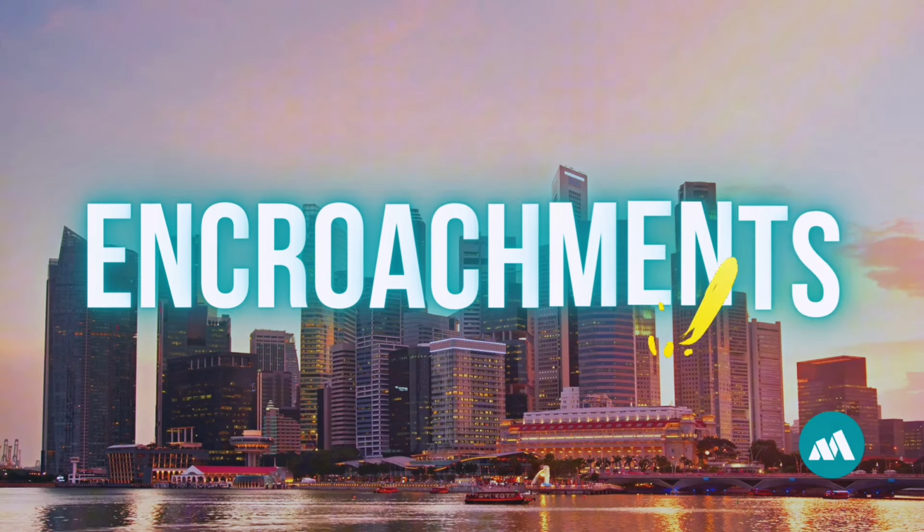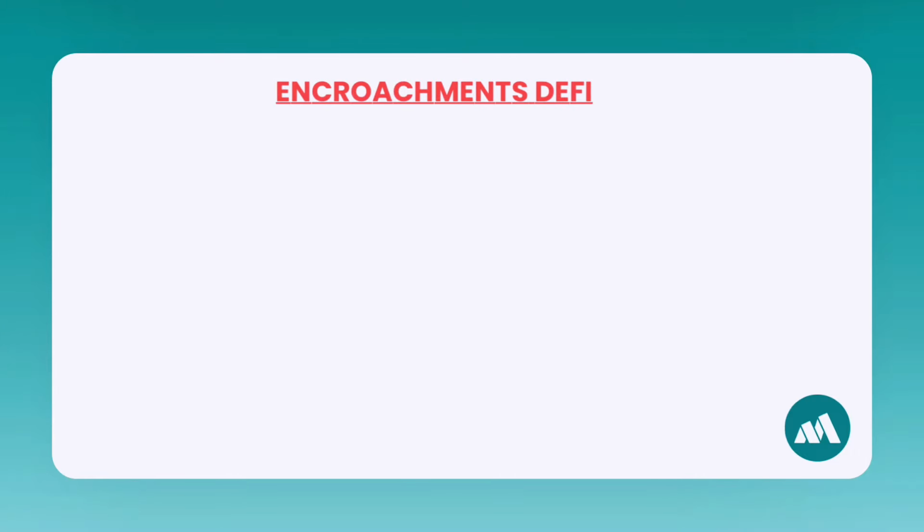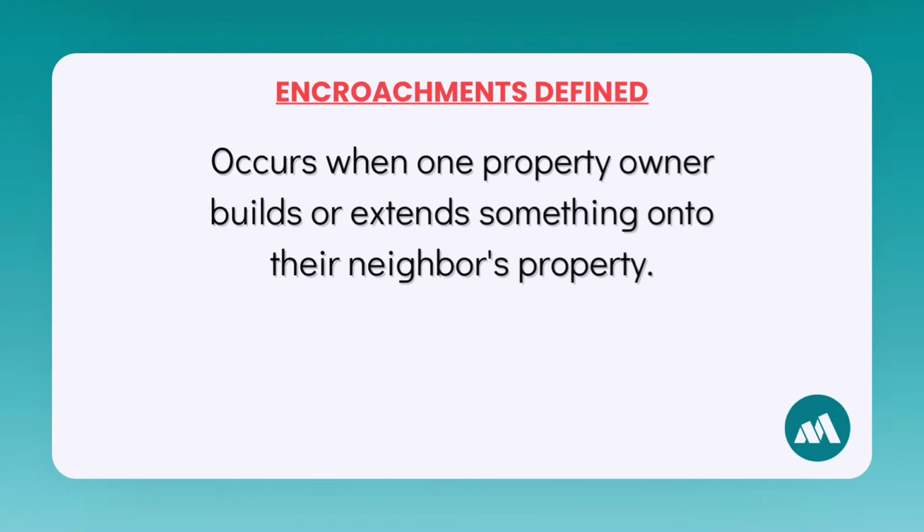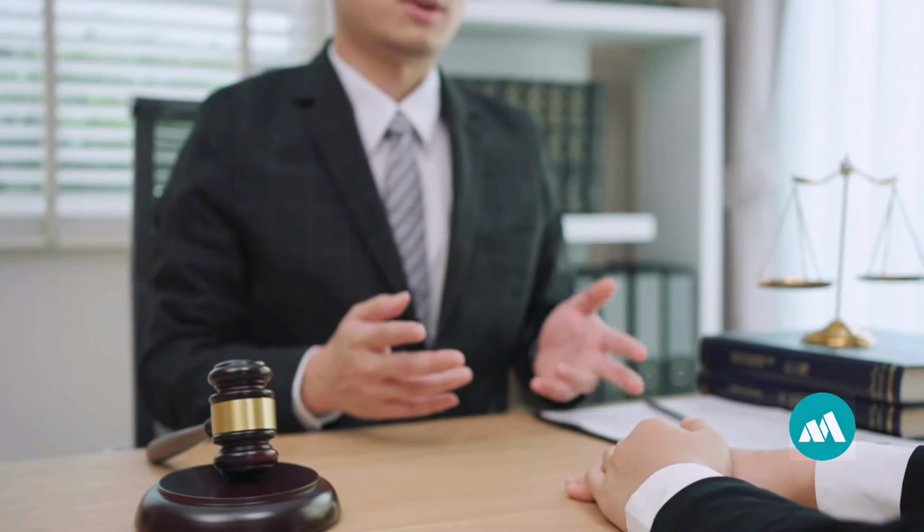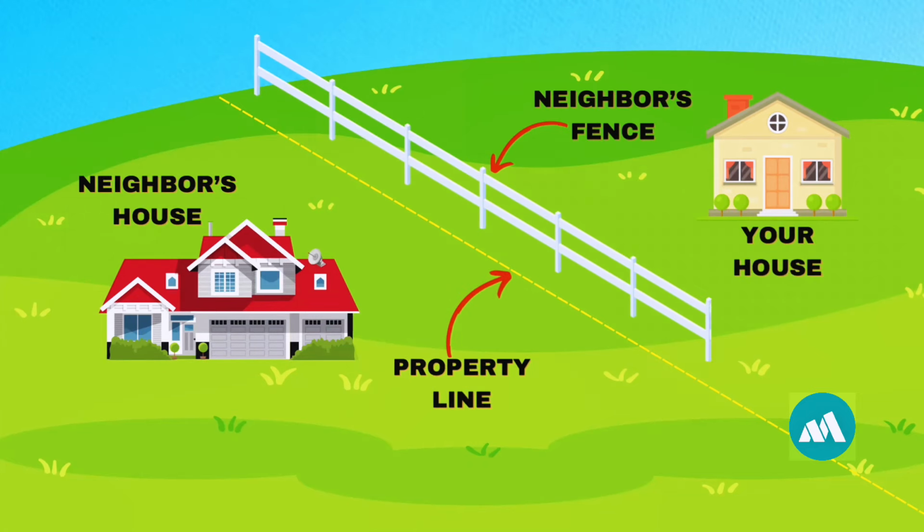Lastly, we have encroachments. An encroachment occurs when one property owner builds or extends something onto their neighbor's property. This can lead to disputes and might require legal action to resolve. Imagine your neighbor builds a fence that extends a few feet into your yard. This is an encroachment, and it can become a significant issue, especially if it affects property value or usage.